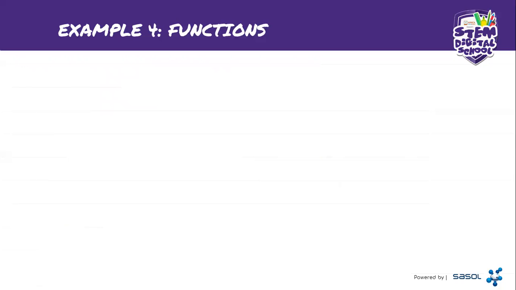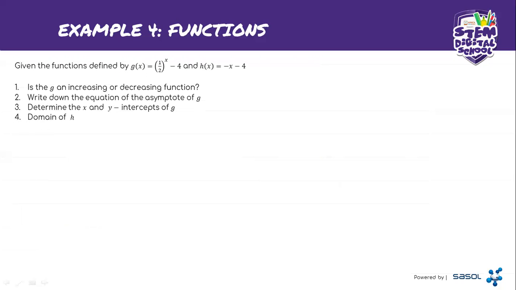Example 4. Give the function defined by this graph, and then it says, is the graph of g, which is this graph, an increasing or decreasing function? Let's see how we determine that. The answer is decreasing. Now, how do we determine increasing or decreasing? Now we can see here the standard equation.